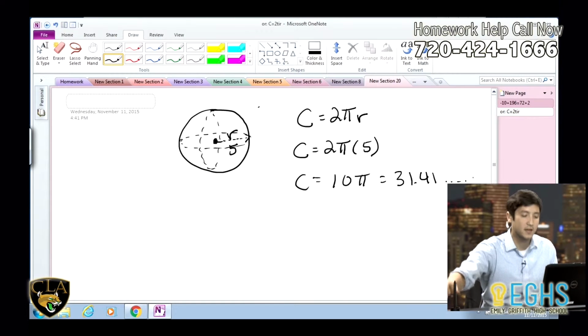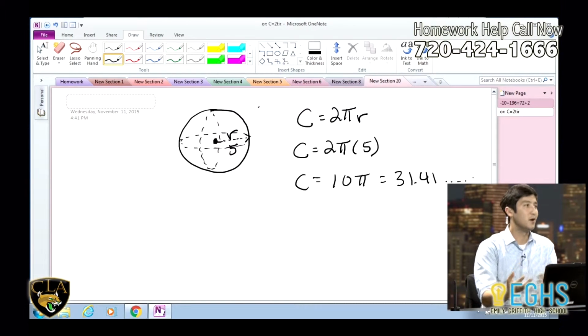But really, this comes down to knowing this equation, this formula for circumference of a sphere, and then being able to apply it. Makes a lot of sense.